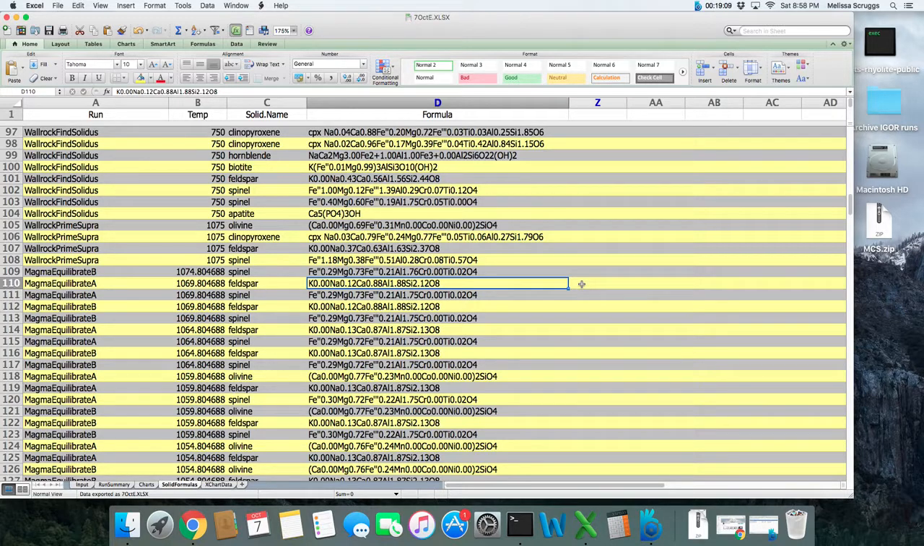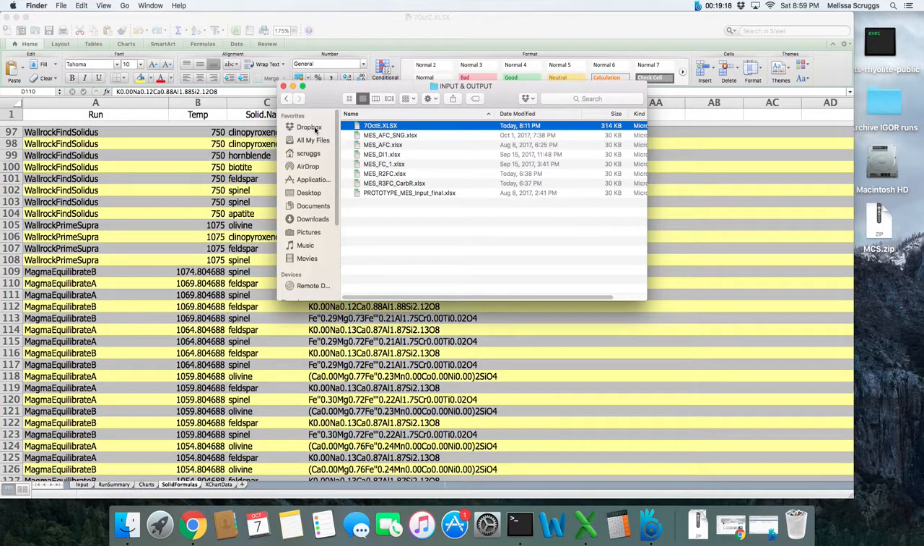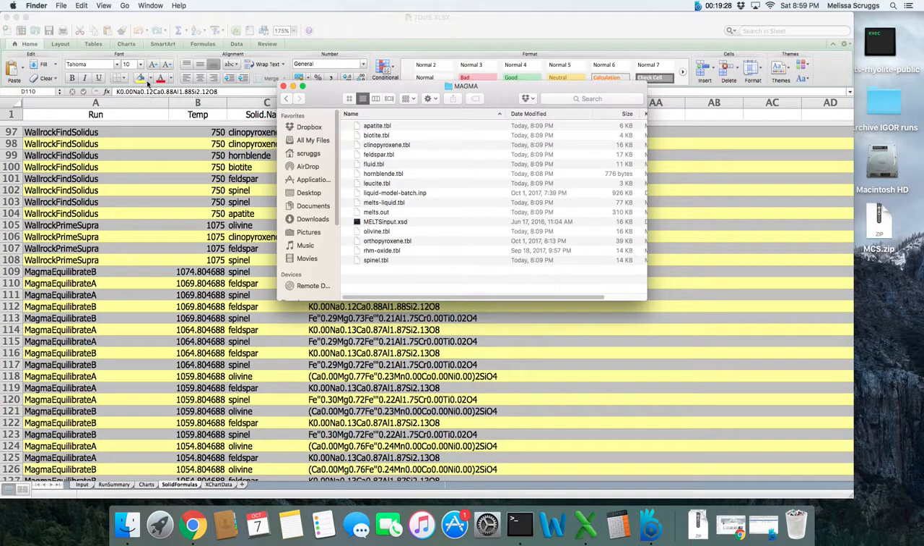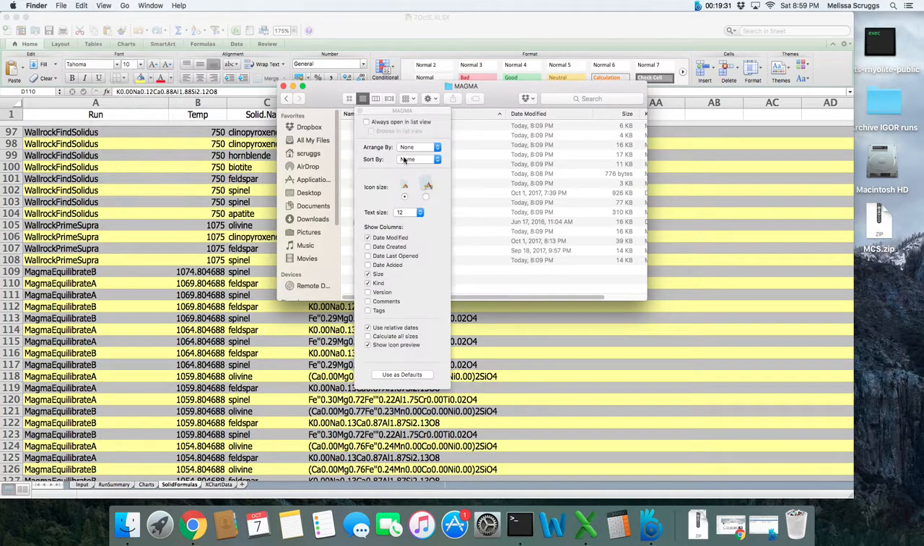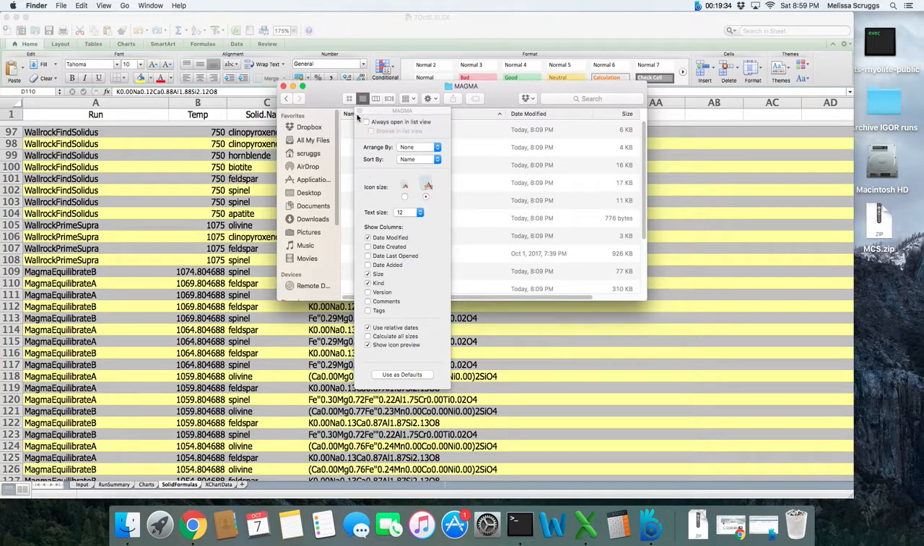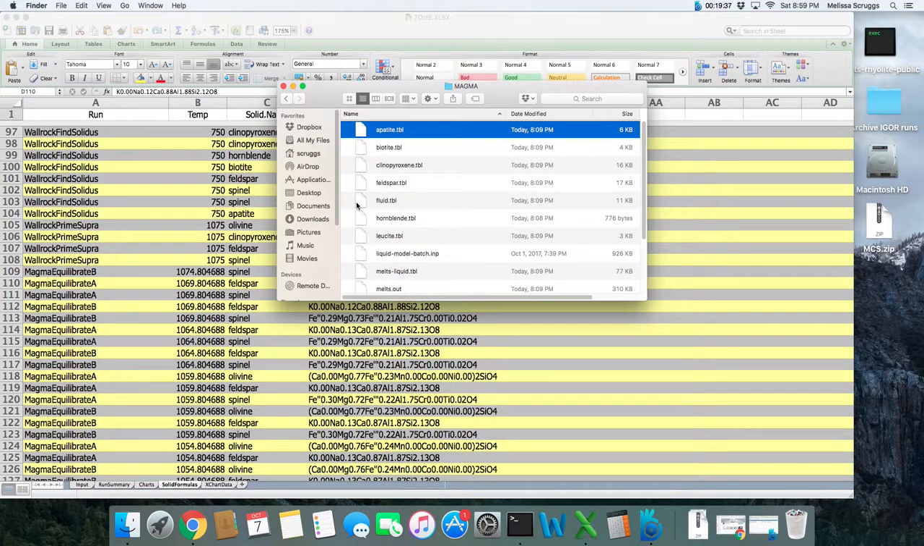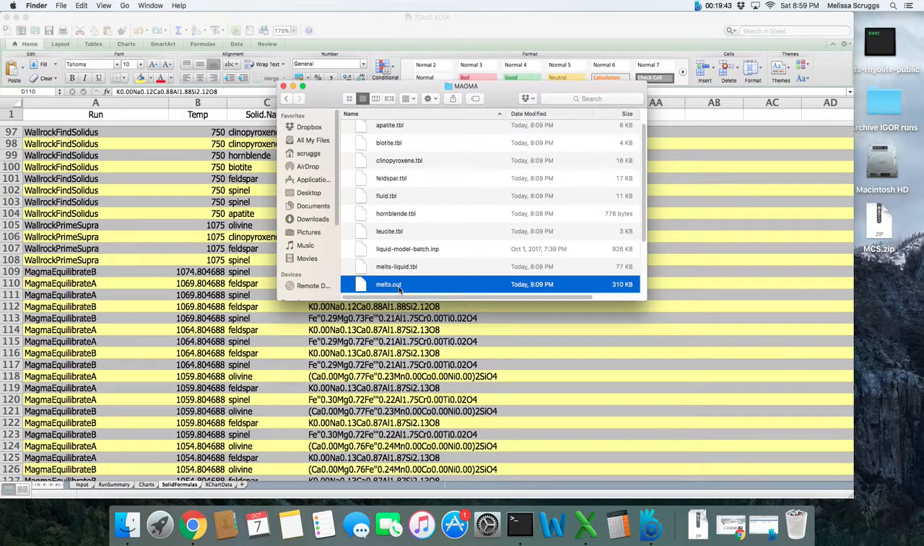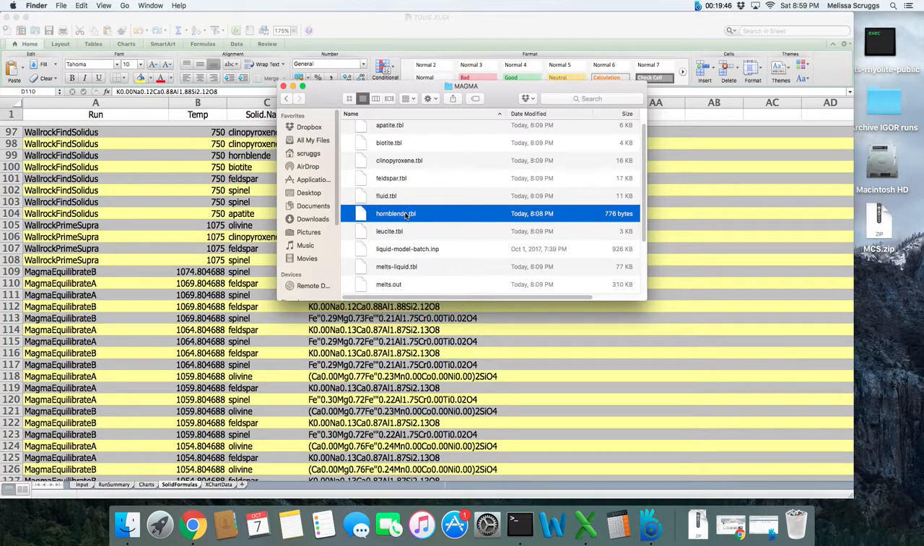However, if you'd like a quicker way to go about it, the melts.out files are still retained during an MCS run. So if I were to go back to my Finder, and go into this magma folder, let me make it a little bit bigger so you guys can see it. I have my apatite.tbl file, and my feldspar.tbl file, and my melts.out file, and my hornblende.tbl file. So if you're like me and you actually like working with these melts.out output files, they are retained here.